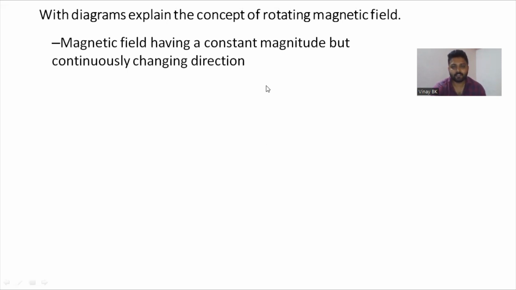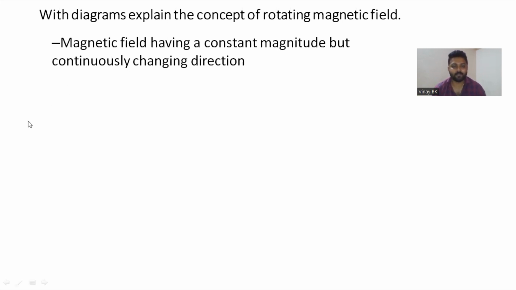First, you should understand what RMF is, that is, what a rotating magnetic field is. A rotating magnetic field is nothing but a magnetic field having a constant magnitude but continuously changing its direction. A field which has a constant magnitude but changes its direction is called a rotating magnetic field.